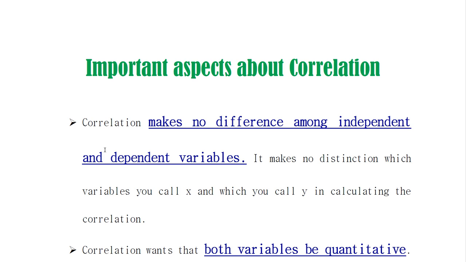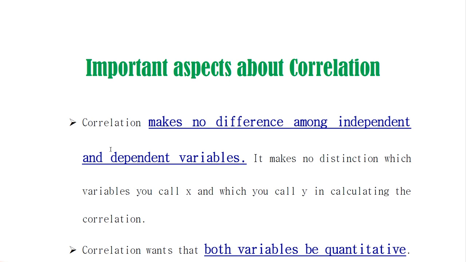Today's topic is important aspects about correlation. Please focus on the blue words. These are the most important ideas to understand the whole concept. So let's start.